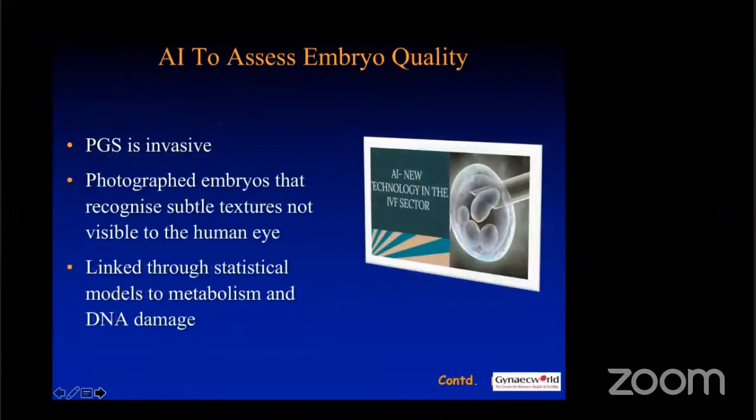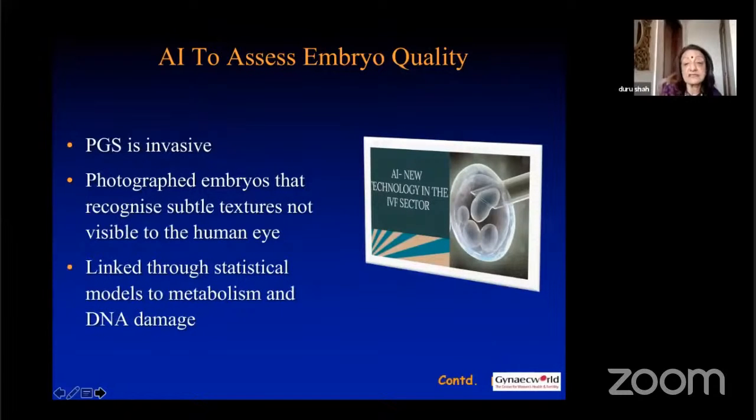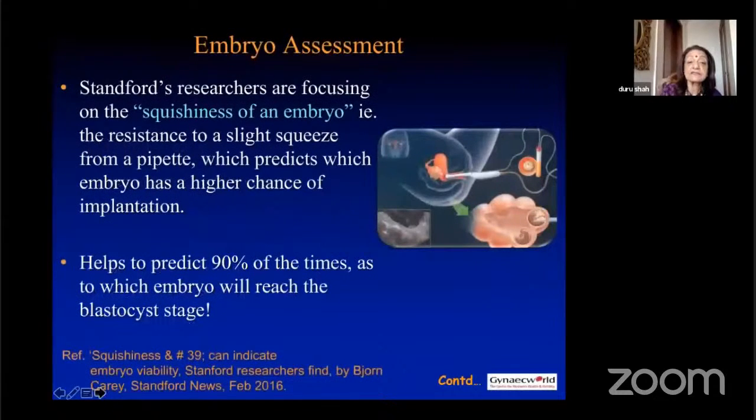Now, when we do a PGS or a pre-implantation genetic screening, it's an invasive procedure where you take a biopsy from the embryo. These photographed embryos show subtle textures that are not really visible to the human eye. And therefore, with artificial intelligence, we would be able to assess the metabolism and the DNA damage in these embryos. Stanford researchers are focusing on the squishiness of an embryo, so that when you squish an embryo, the resistance to that slight squeeze from a pipette will help to predict which embryo has a higher chance of implantation. This will help to predict 90% of the times which embryo will reach the blastocyst stage.